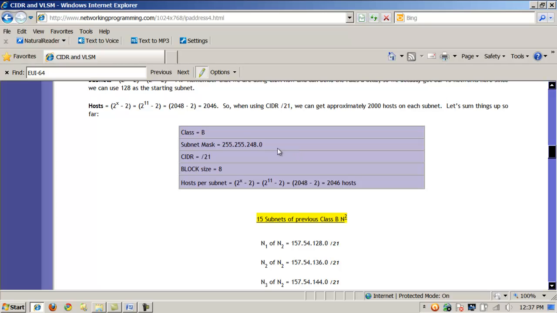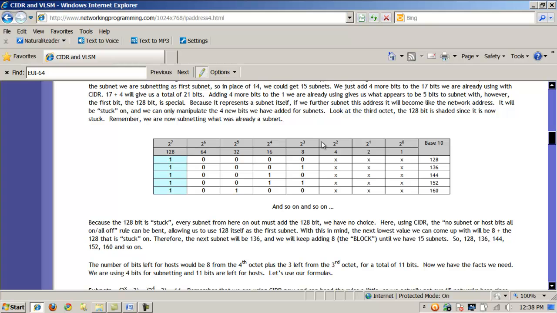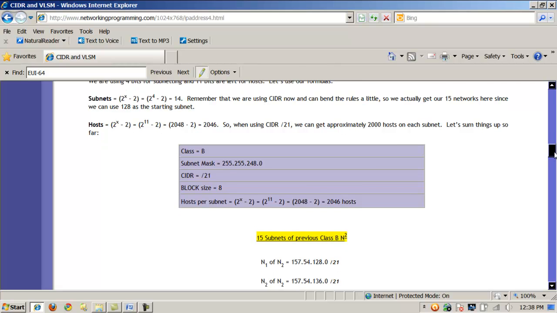Now what does the CIDR look like? It's no longer CIDR 17, but we've added 4 more bits, so it will be CIDR 21. And then what's the block size? Well, remember the block size is the lowest bit. So if you look at the table, I'm subnetting these 4 bits of this subnet, 5 bits altogether, but the lowest bit is 8. So there's my block value.